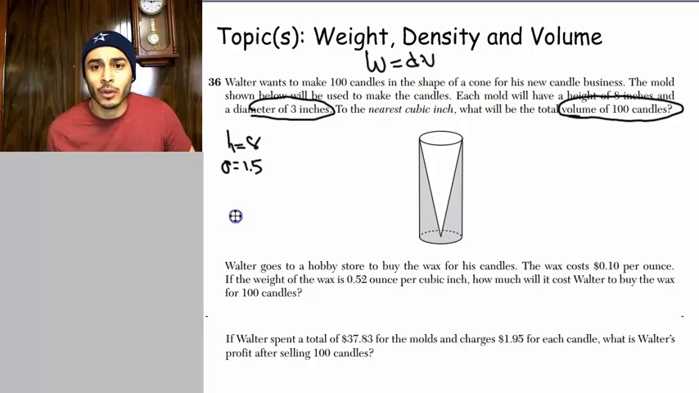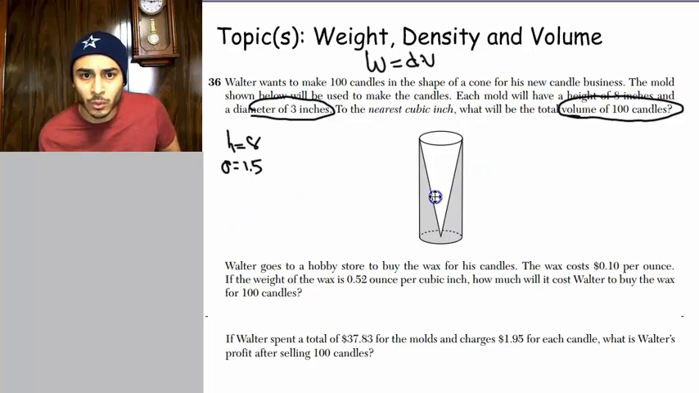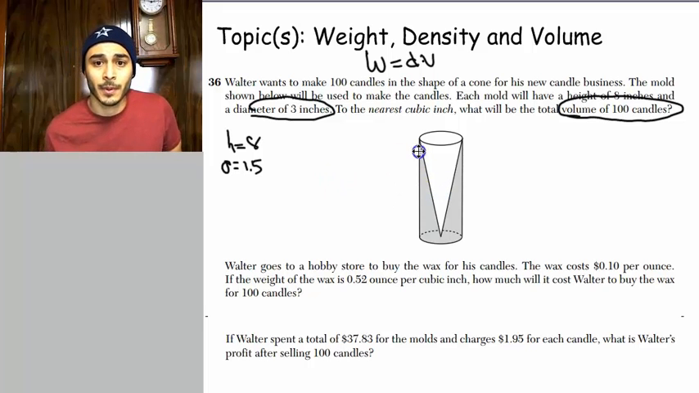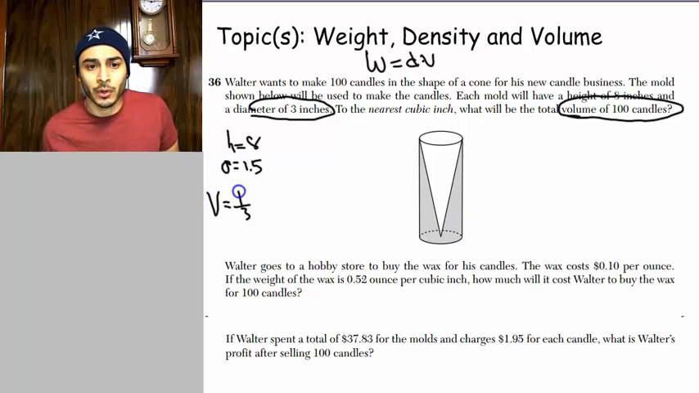All right, so then let's take a look at this candle. As you can see, it is in the shape of a cone. So this is your candle here. So what's the volume of a cone? Well, the volume of a cone is 1/3 times the area of the base times the height.